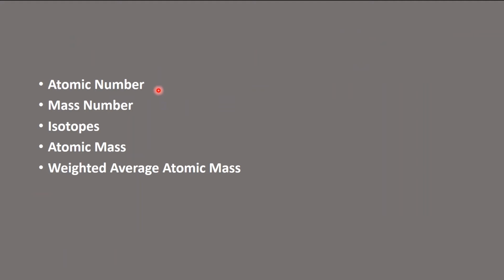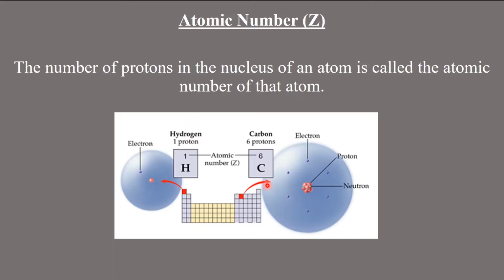In this video, you will learn about atomic number, mass number, isotopes, atomic mass, and weighted average atomic mass. Let's look at the first topic, atomic number, which is commonly represented by uppercase Z.